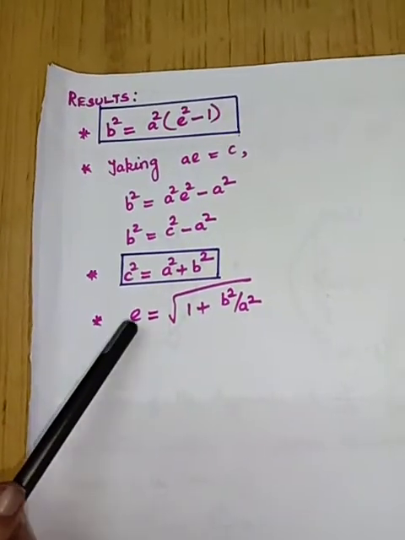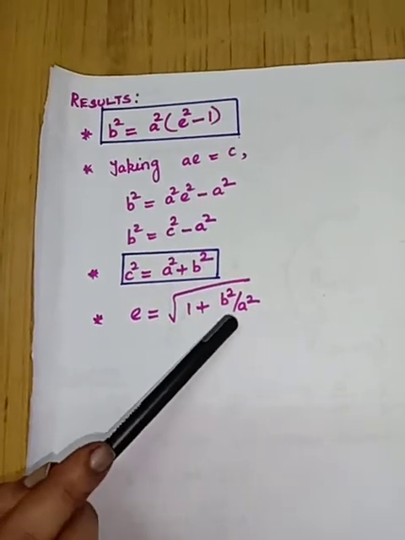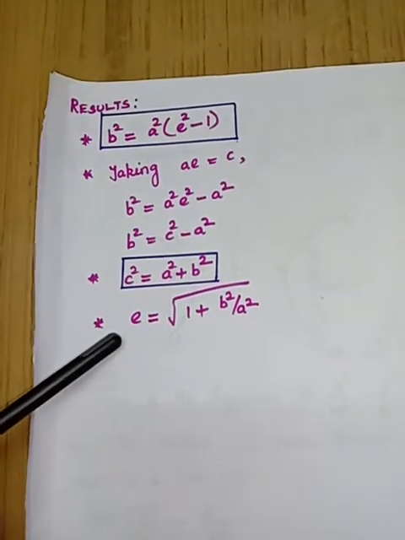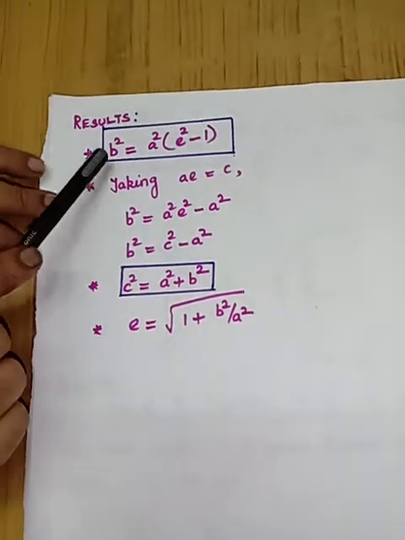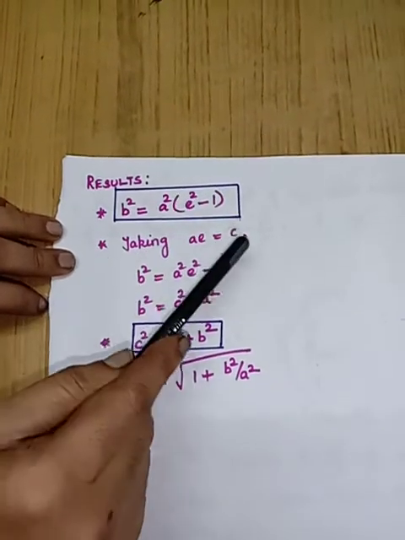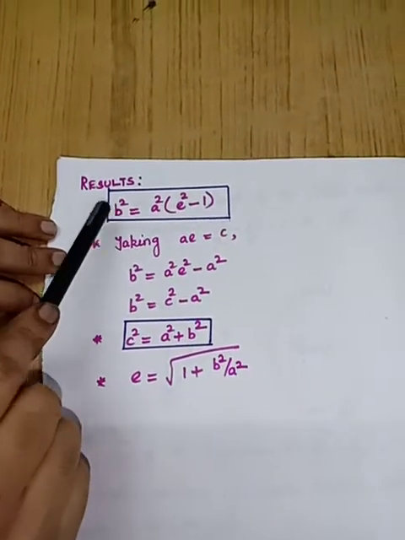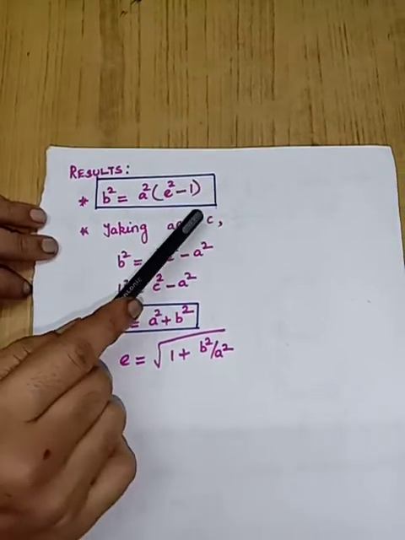Then e is equal to square root of 1 plus b squared by a squared. This is for the hyperbola. Now I am comparing with ellipse. So here in ellipse, b squared is equal to a squared into 1 minus e squared. For a hyperbola, b squared is equal to a squared into e squared minus 1.